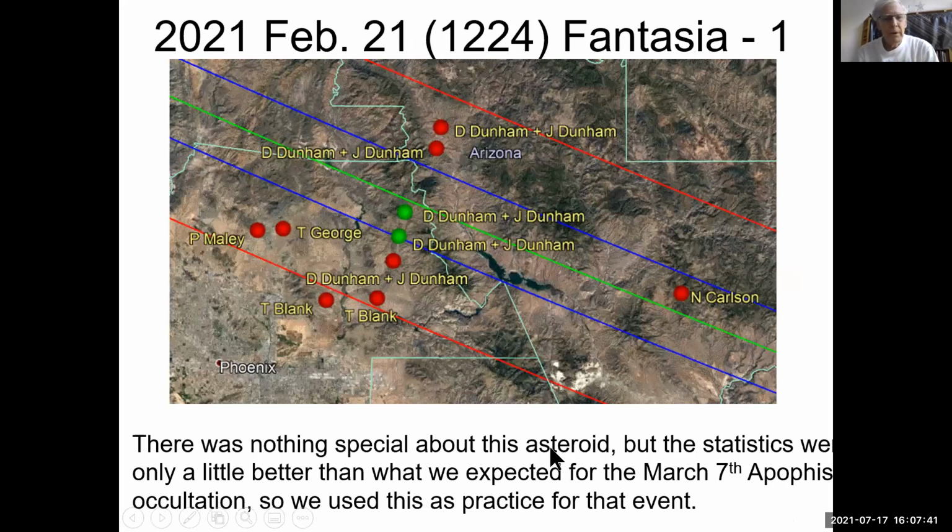But then in 2021, February 21st, I just put this one in as an event that we used as a practice run for the March 7th Apophis occultation, and it had somewhat similar statistics to what we expected after the radar observations for Apophis would become available. And we showed, in this case, the prediction was pretty good, but we covered the full ±1 sigma range pretty well, to make sure we got it.